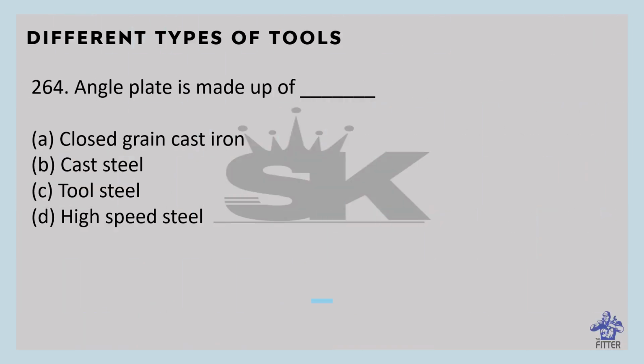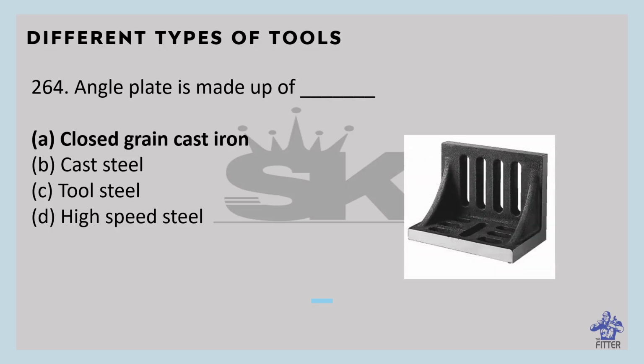The angle plate is made of close grained cast iron. So this is the angle plate. This is made up of close grained cast iron, or a steel, you can say.